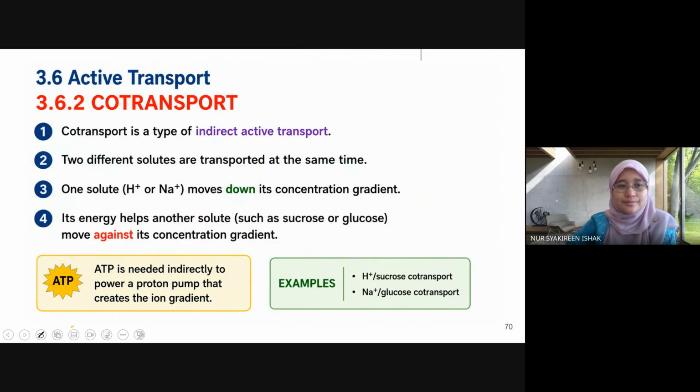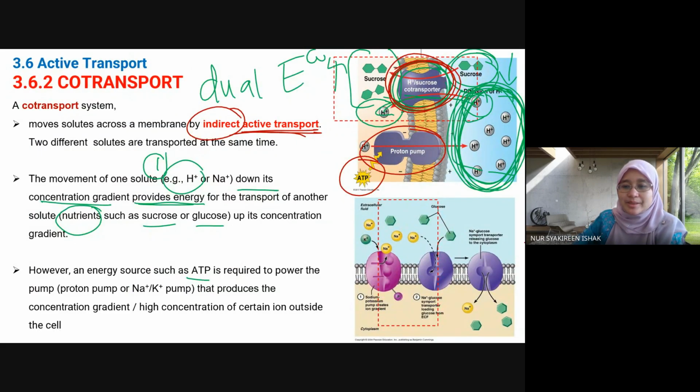Okay. Tak apa, nanti kita tengok sekejap lagi. Ada lagi the detailed explanation.